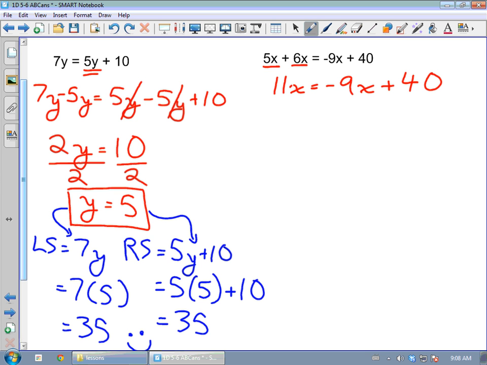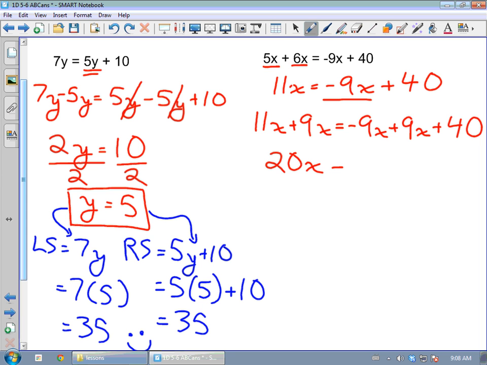Now I look at this, and I see that I've got x's on both sides, so I want to move one of those x terms over to the other side by doing the opposite of what I see. So let's move this negative 9x over to the other side. What is the opposite of negative 9x? What do you think, Emerson? So let's put a positive 9x on both sides. Just like Emerson said. So 11x plus 9x, again, like terms, I can collect them together. 20x, negative 9x and positive 9x cancel each other out, and I'm left with this 40 here.